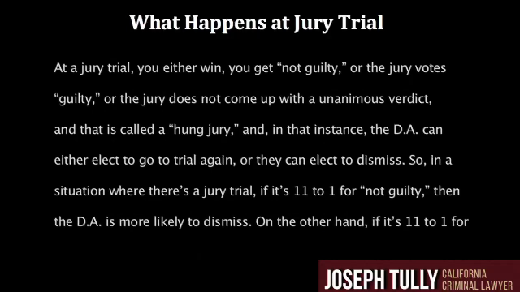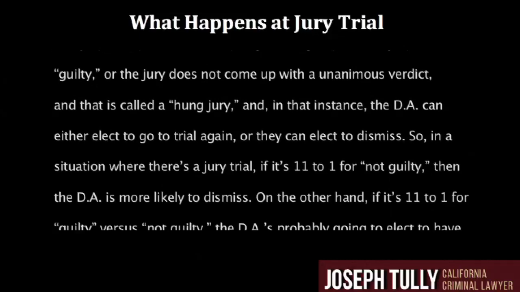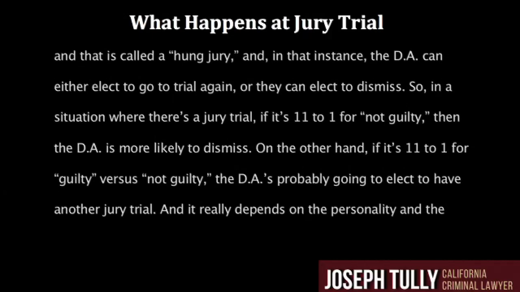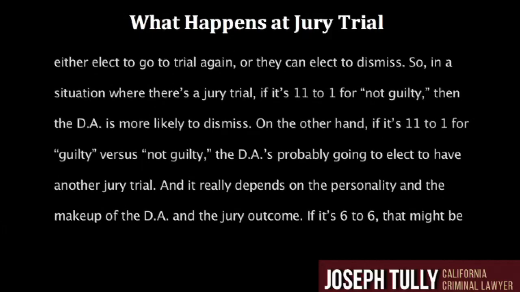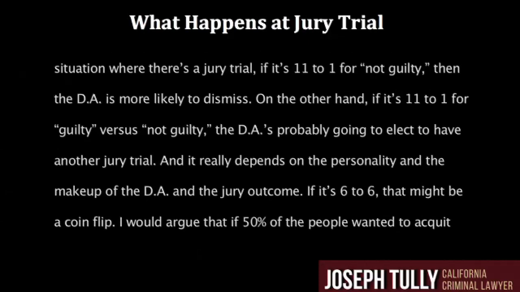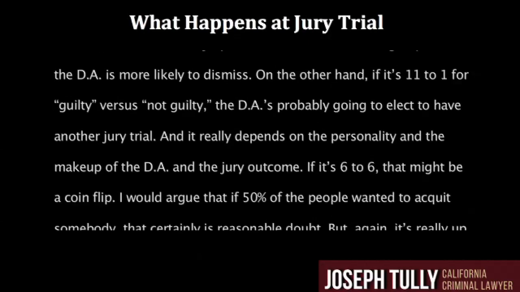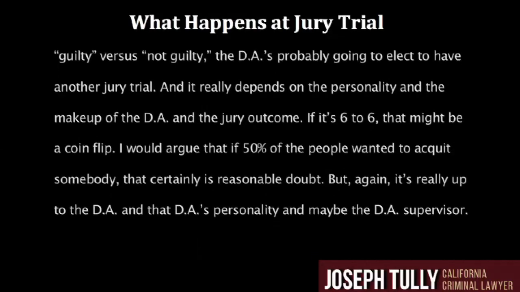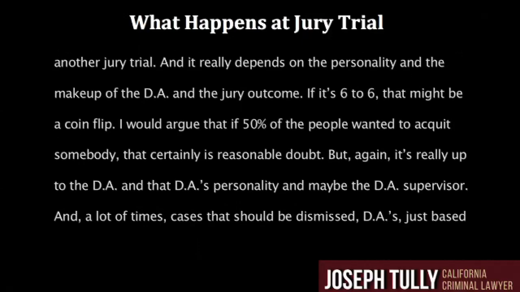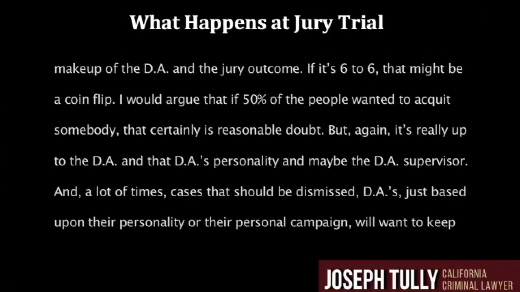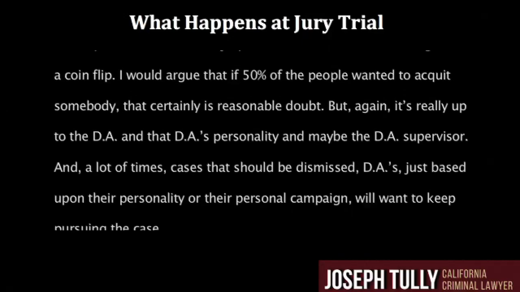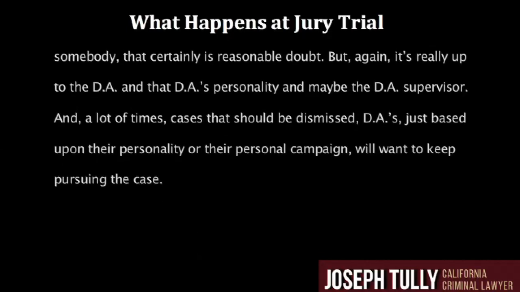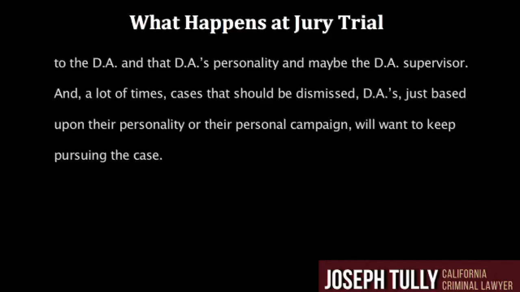So in a situation where there's a jury trial, if it's 11-1 for not guilty, then the DA is more likely to dismiss. On the other hand, if it's 11-1 for guilty versus not guilty, the DA is probably going to elect to have another jury trial. And it really depends on the personality and the makeup of the DA and the jury outcome. If it's 6-6, that might be a coin flip. I would argue that if 50% of the people wanted to acquit somebody, that certainly is reasonable doubt. But it's really up to the DA and that DA's personality and maybe the DA supervisor.